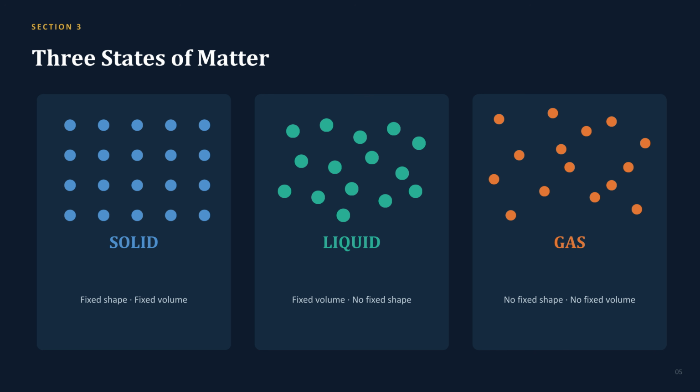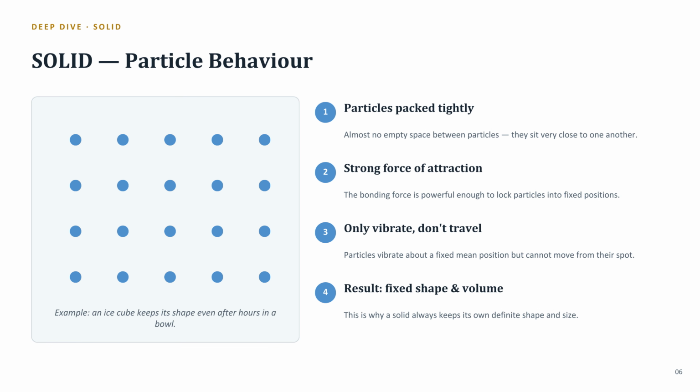Based on these three factors, matter exists around us in three physical states: solid, liquid, and gas. Let's look at each one closely, one by one. Let's begin with solids. In a solid, particles are packed very tightly, with almost no empty space between them. The force of attraction is strong enough to lock the particles into fixed positions. They can only vibrate, they cannot move from their spot. And that's exactly why a solid has a fixed shape and a fixed volume.